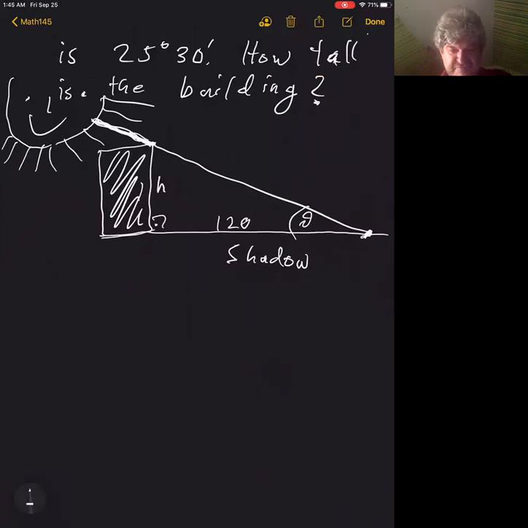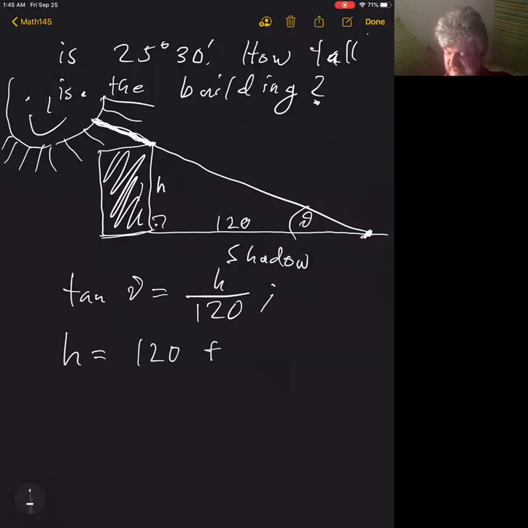After you've made that sketch, you understand what's going on. The rest is a right triangle with the shorter leg being h and the longer leg 120. And this angle theta, so the tangent of theta is h divided by 120. Opposite leg divided by near leg. And we can solve that for h. h is 120 times the tangent of this angle, 25 degrees and 30 seconds.